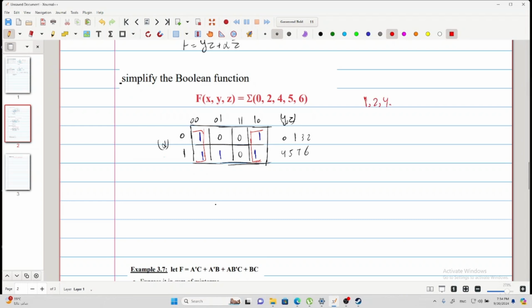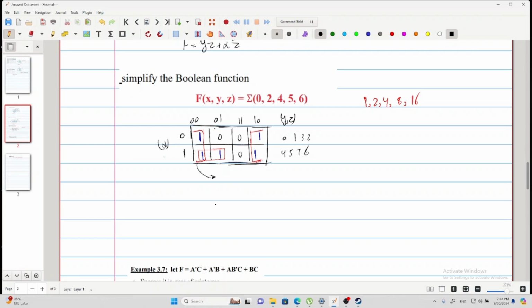Remember that you can group in 1 or 2 or 4 or 8 or 16. And the bigger the group is, the better, because you have fewer variables in the group itself. So this is the best way to group it. So this is the first group, and the second group would be something like this, which is grouping these together. Okay, now let's write the expression for it.